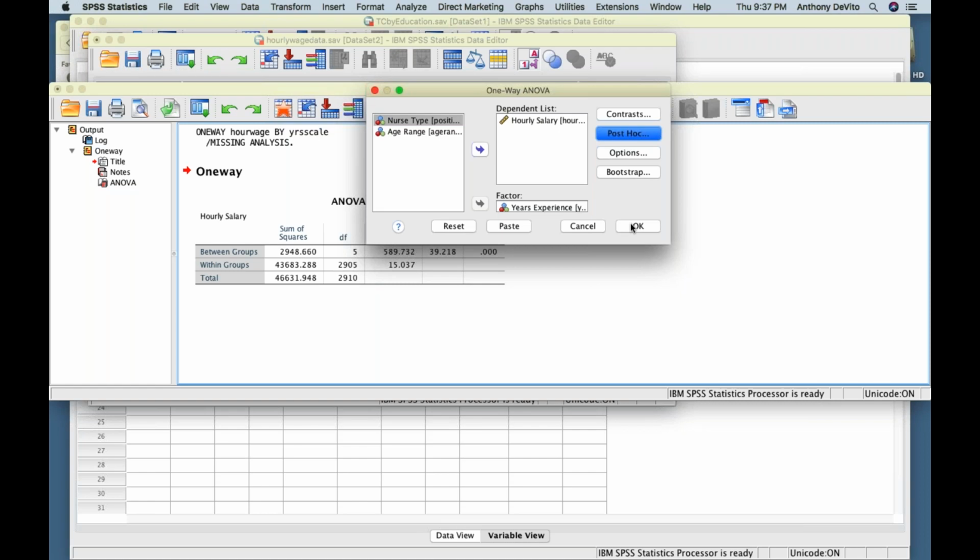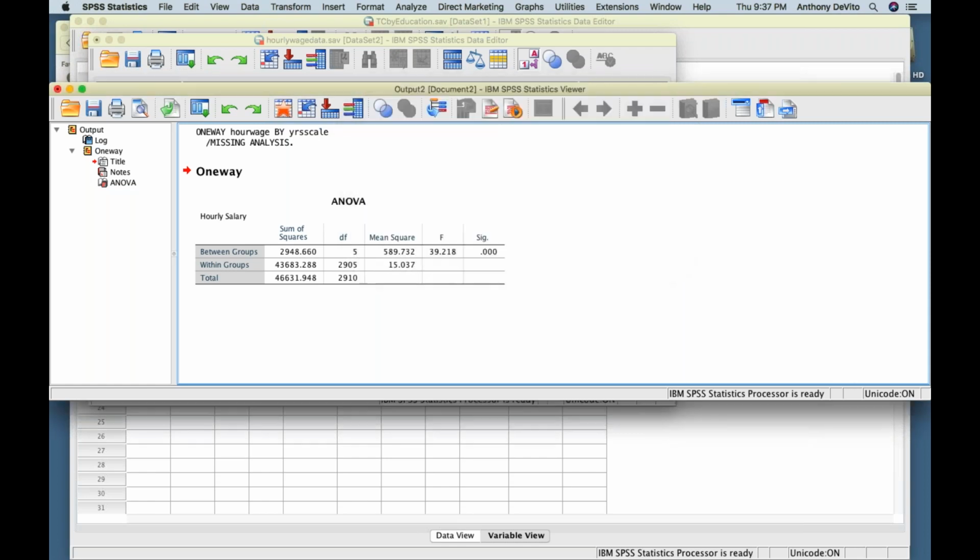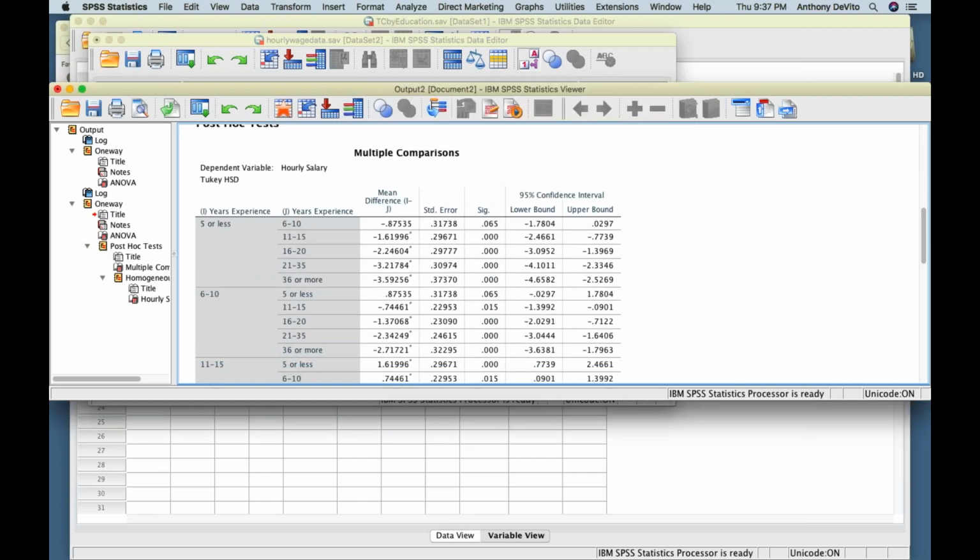Now SPSS is going to compare each permutation of these outcomes. In other words, it's going to compare 5 years of experience to 10, 5 to 15, 5 to 20, 5 to 30, and 30 to 15. Every permutation that you can possibly have of these 5 or 6 different values. I'm going to click OK, and let's see where I stand.